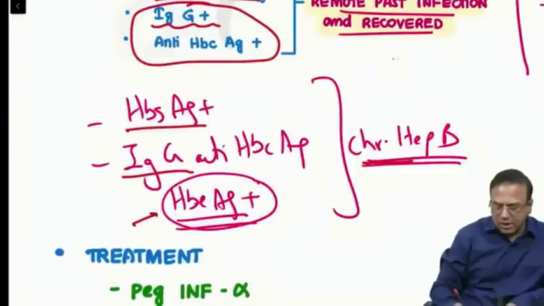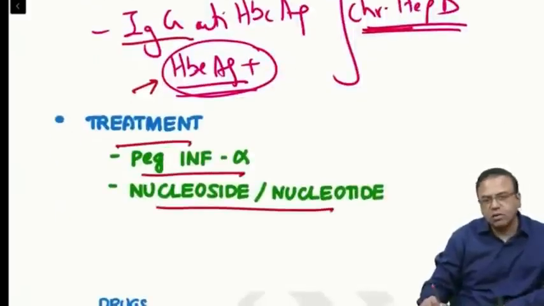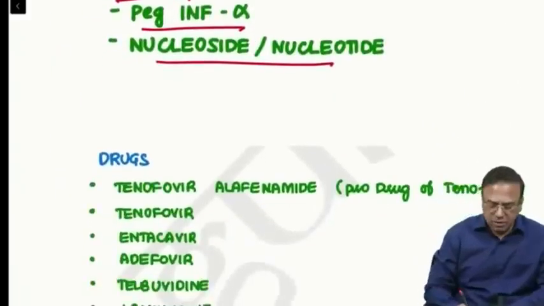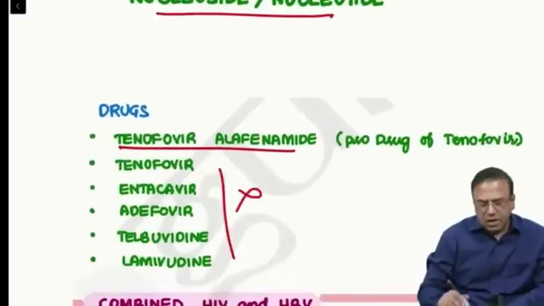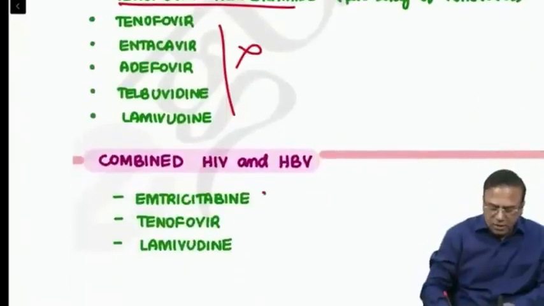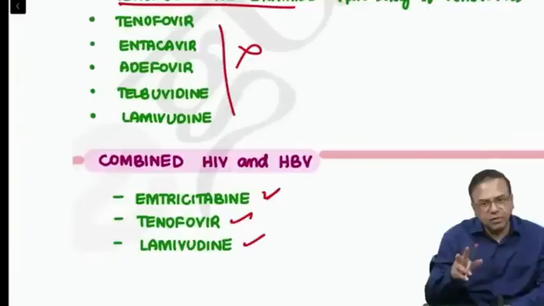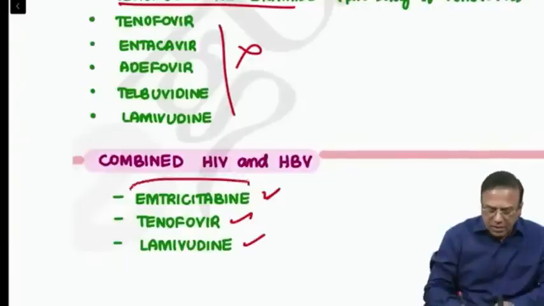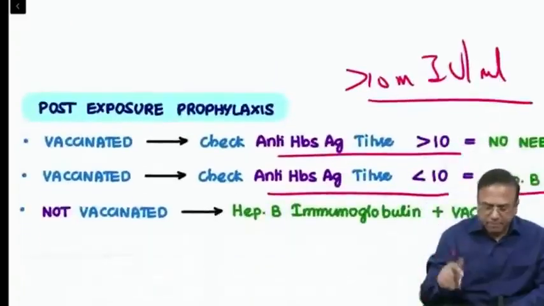E antigen only tells you replicability. It means it's highly infectious. That's all. Treatment is two things: interferon alpha and nucleoside analog. Tenofovir basically is what we use among the nucleoside analogs, and tenofovir alafenamide. All the other drugs they don't ask. They ask in an exam, if you have HIV and hepatitis B, what drug do you want to use? Emtricitabine, tenofovir, lamivudine. Both work. These drugs work for both HIV and hepatitis B. At that time, the MCQ asked about emtricitabine, which works for HIV and hepatitis B both.